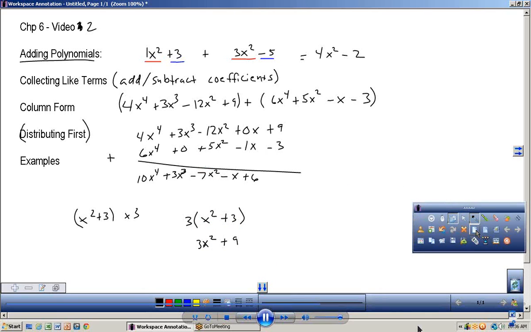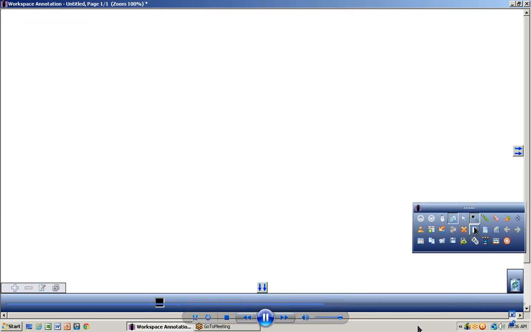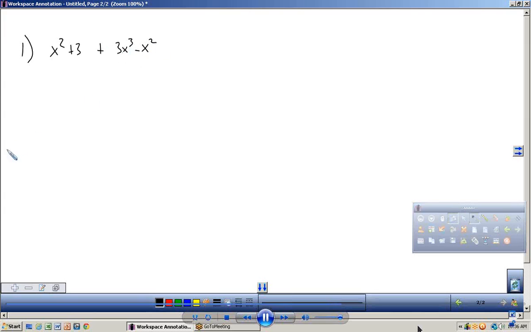The next page is going to be a couple of examples. You can pause the screen when I tell you to, and then I'll show you the answers. So let's have x squared plus 3, add that to 3x cubed minus x squared. The second one is going to be 4x cubed plus 2x squared. Add that to, let's see, 4x cubed minus 2x squared minus 4.